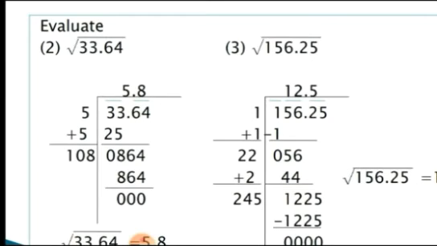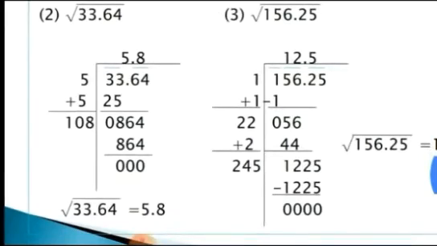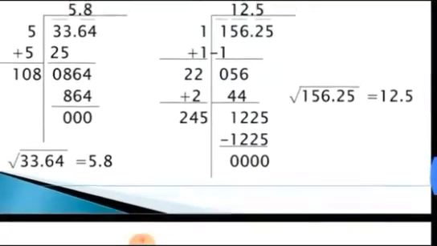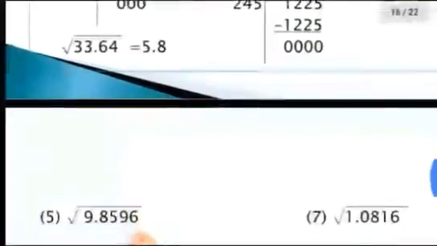Question number 3 is also the same. 156.25. Here you make the pairs before the decimal, that means 56 is the first pair and 1 is the second pair. Then after the decimal, 25 is only 1 pair. Then the process is the same. The square root of 156.25 equals 12.5.